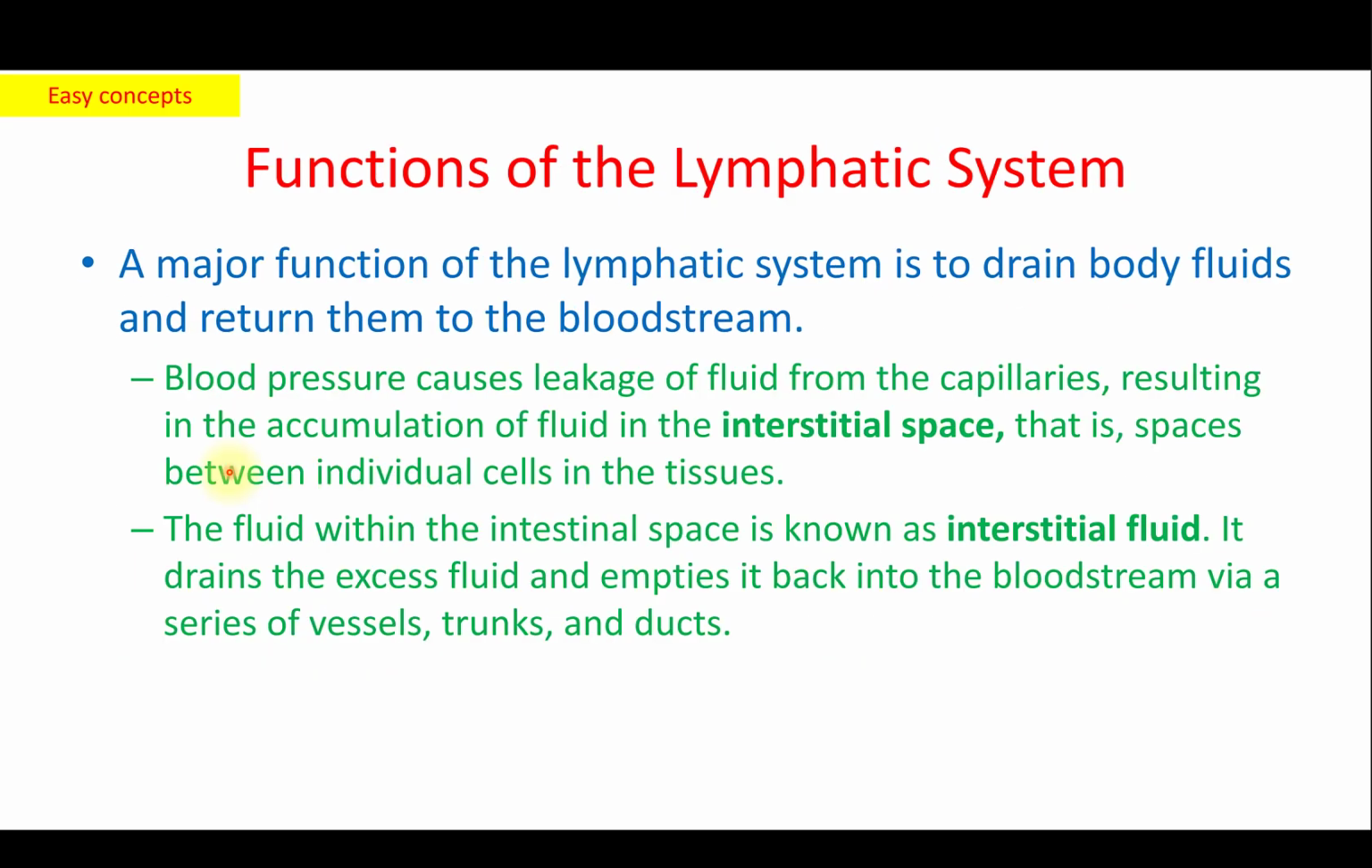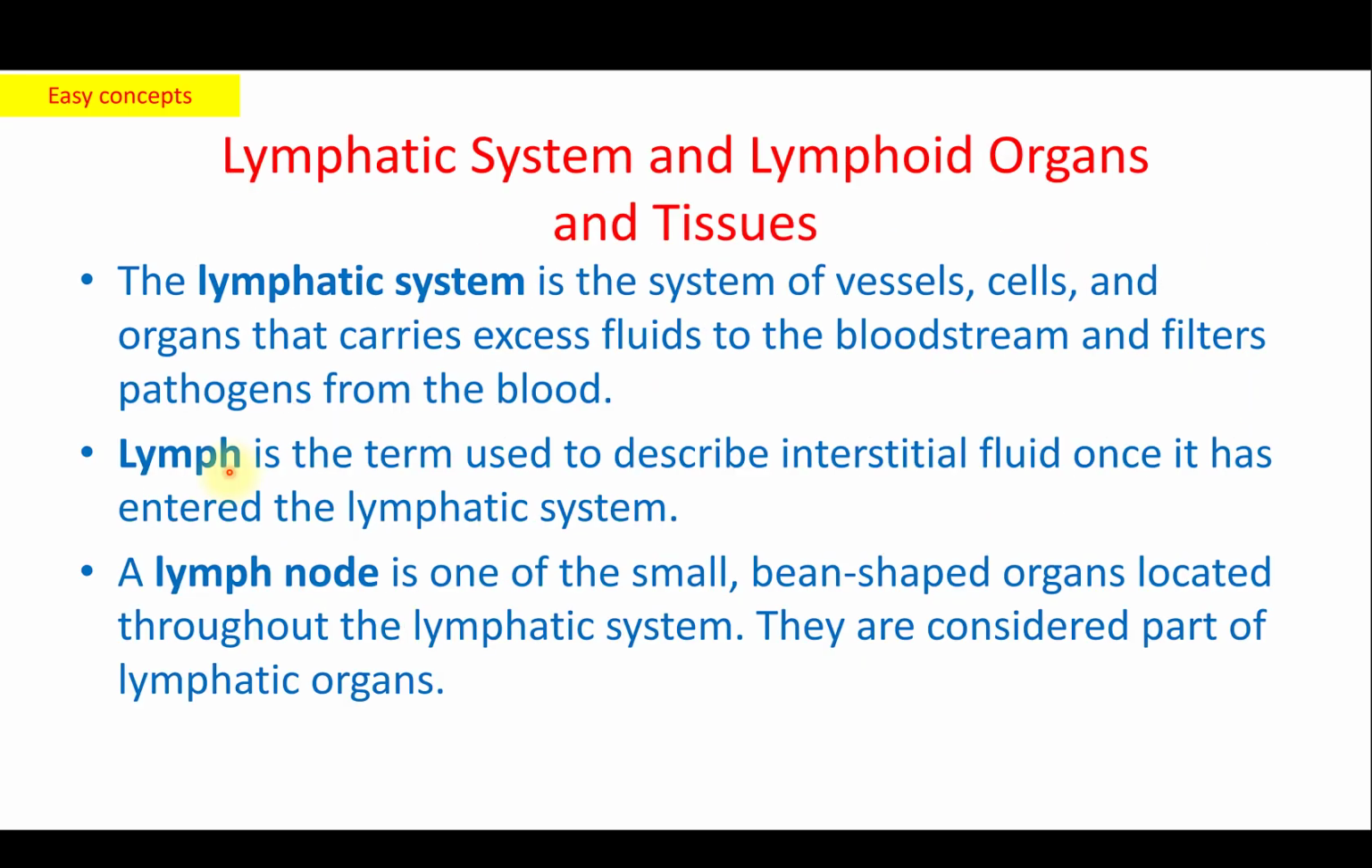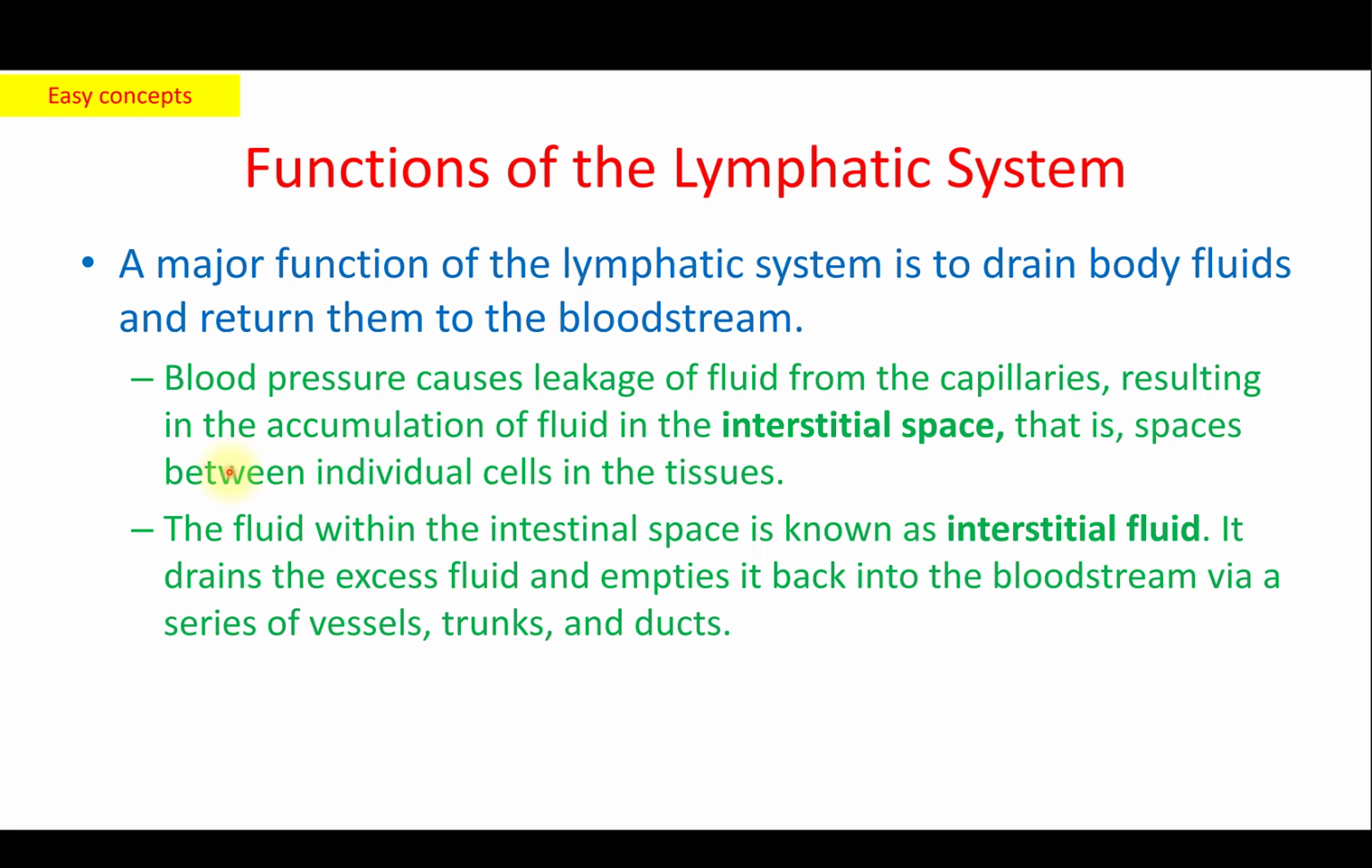The main type of organs there are the lymph nodes, and those lymph nodes are small bean-shaped organs located all over the body, and they contribute to the functions of the lymphatic system and mainly to the immune system. Now, as I said, the major function of the lymphatic system is to drain these fluids and return them to the bloodstream. And again, why do we have fluids outside the blood vessels? Because of the blood pressure. The blood pressure will cause some of this fluid to move to the interstitial space. This is the space between the cells, and it can accumulate there, which we don't want to happen. So the lymphatic system will take that fluid back and put it into the blood.